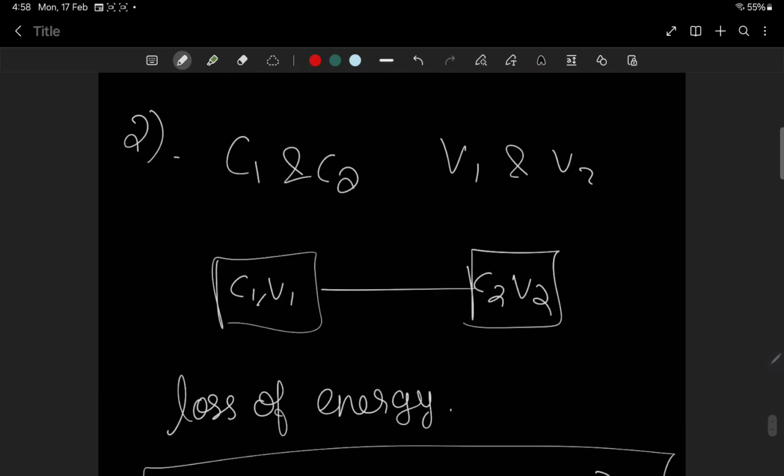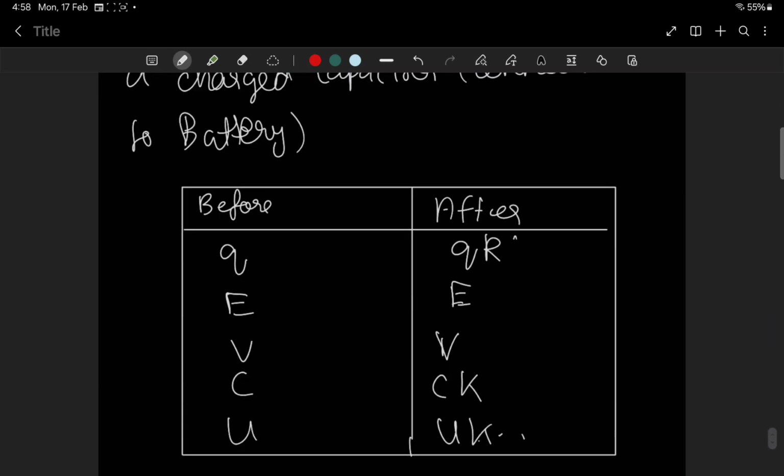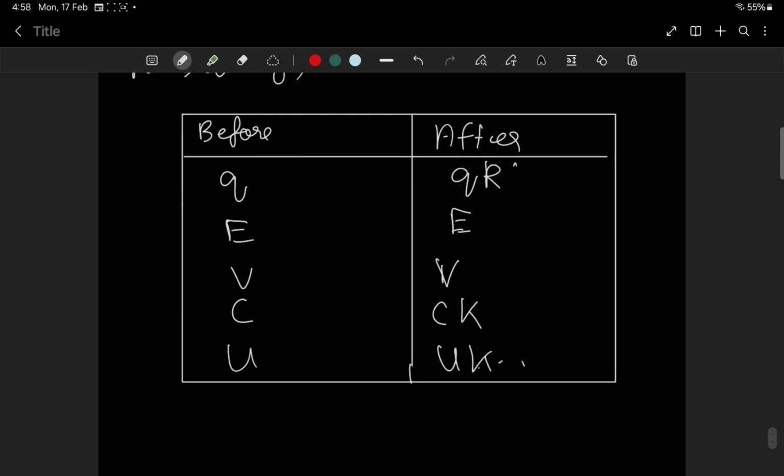Okay. So by this, the chapter electrostatic potential and capacitance comes to an end. Everything needed for your board examinations is covered, and extra things also have been covered. You can also refer to this for your entrance examinations if needed.